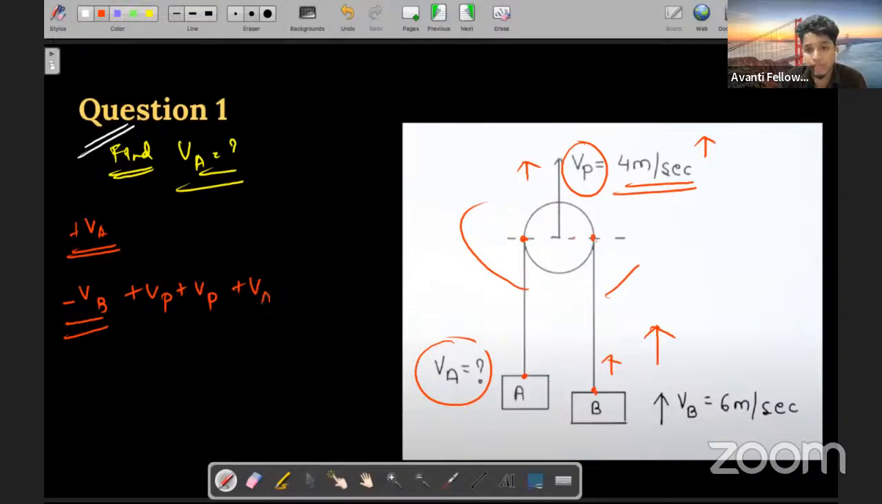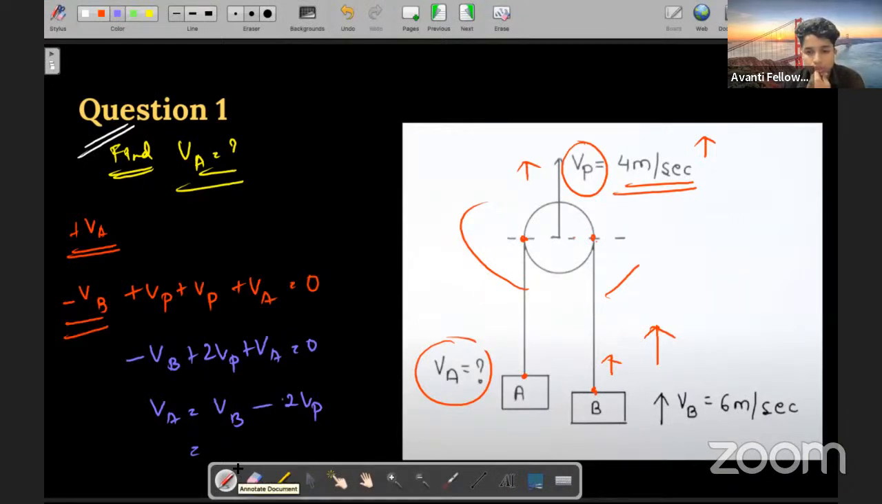It to be plus VA, which is equal to 0. If that is the case, students, what will I get? I'll get minus VB plus 2VP plus VA equal to 0. I want VA, which is equal to VB minus 2VP. Is it good? So what is VB over here? Is it good, students? Let me know.